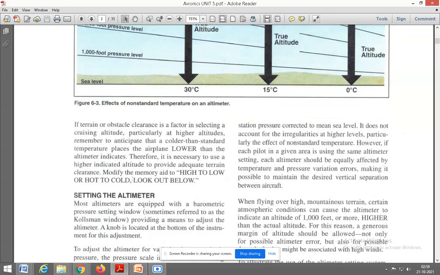So, if terrain or obstacle clearance is a factor in selecting a cruising altitude, particularly at higher altitudes, remember to anticipate that a colder than standard temperature places the airplane lower than the altimeter indicates. Therefore, it is necessary to use a higher indicated altitude to provide adequate terrain clearance. Modify the memory aid to high to low or hot to cold.